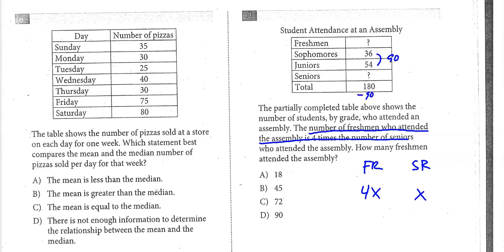So subtract 90 from the total. That means we have 90 left. So our freshmen and our seniors equal 90. So let's add them up, make them equal 90. We get 5x is 90, divide. X equals, looks like 18. So there would be 18 seniors. And 4 18s, that's a double-double, 36, 72.